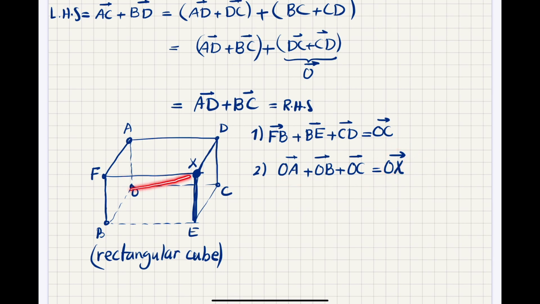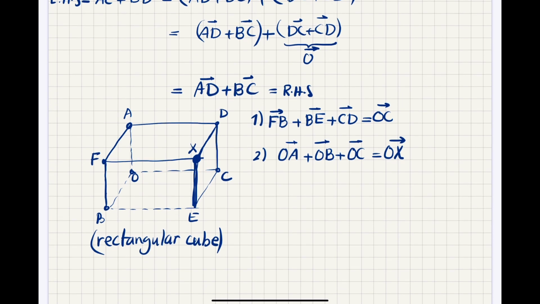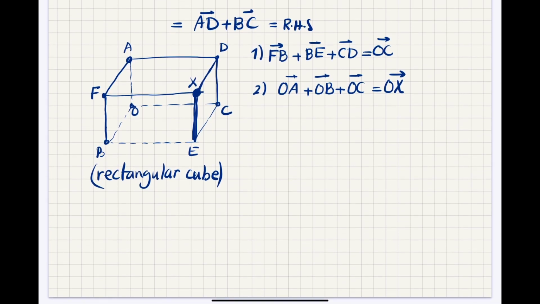OX is this diagonal of this rectangular cube, okay? But let us concentrate on this one first. So how should we show that the sum of these three is equal to OC? Let me change my color. So from the left-hand side, there is one part of it that I don't even need to look at the picture for. What part? That is the Schall rule, yes? Can you detect the Schall rule somewhere here?